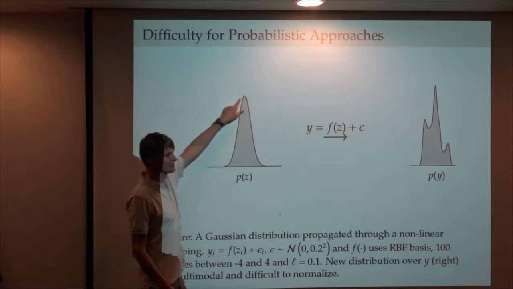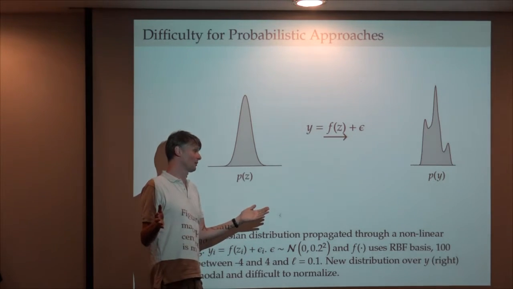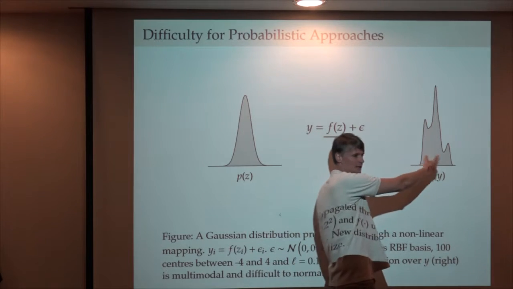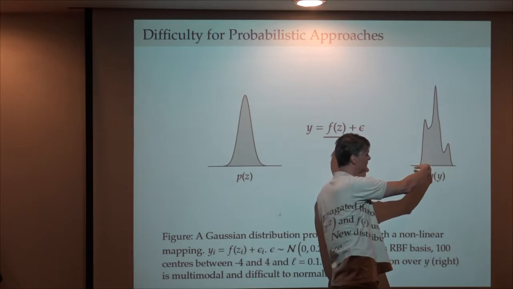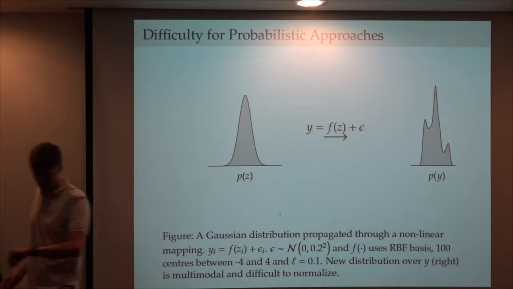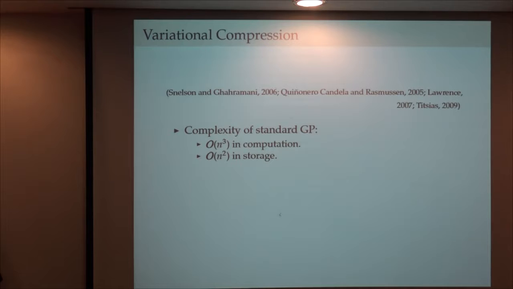So this is a Gaussian start. You can do these models with one dimension. And you put it through a nonlinear function and you get something that's multimodal and intractable. So that's why we have intractability. So the thing I'm going to talk about next is how we resolve that.